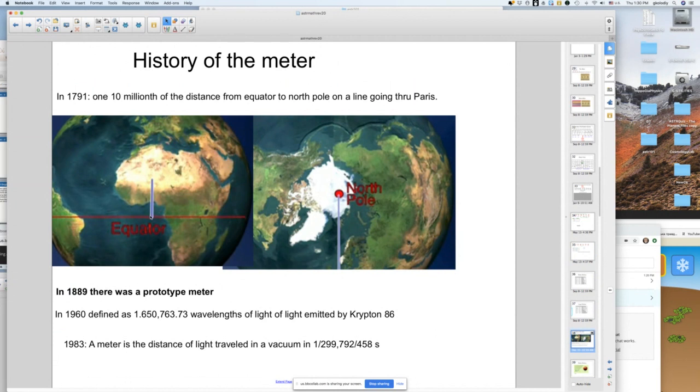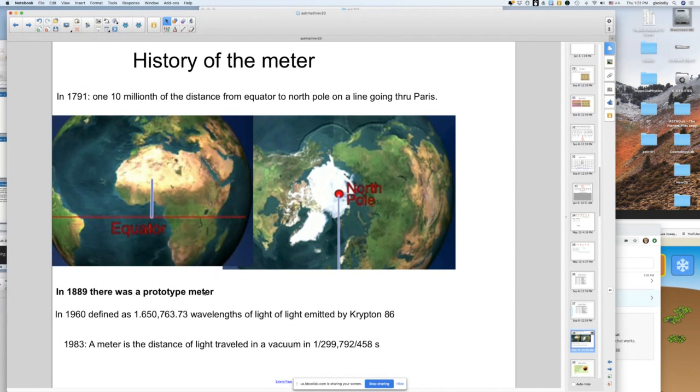If you go from the equator to the North Pole through a line going through Paris, 1 meter was defined originally this way. It's one ten-millionth of the distance between the equator and the North Pole. And basically that's how you get this distance. It's about as big as a yard. But originally it was defined that way. Then it was redefined in 1889.